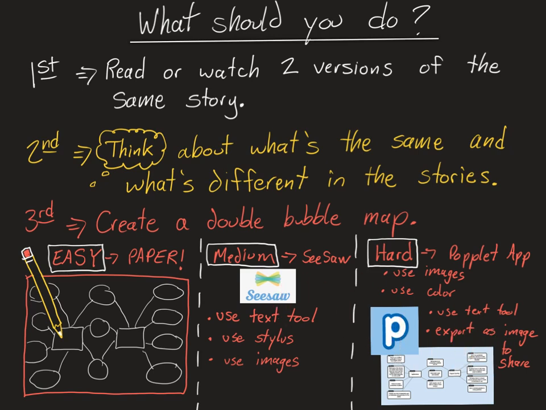So no matter how you decide to make your double bubble map, we want you to remember, first of all, that a double bubble map is a thinking map that shows how we can compare two things, what they have in common, and then what's different about them. And you may choose to color code yours.